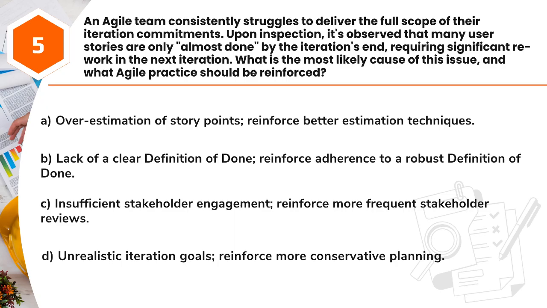Question 5. An Agile team consistently struggles to deliver the full scope of their iteration commitments. Upon inspection, it's observed that many user stories are only almost done by the iteration's end, requiring significant rework in the next iteration. What is the most likely cause of this issue, and what Agile practice should be reinforced? A. Overestimation of story points, reinforce better estimation techniques.